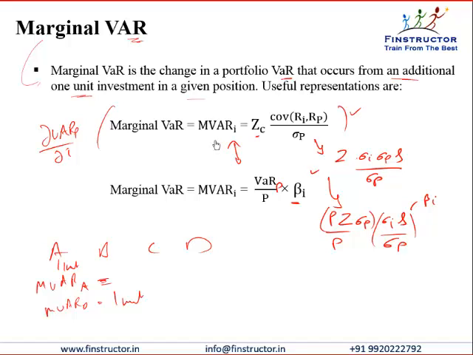So the marginal VaR, that is the increase in the VaR for a 1 unit increase in the investment in a particular asset, can be calculated as the z-score multiplied by the covariance of the asset with the portfolio upon the standard deviation of the portfolio. Or the marginal VaR can also be calculated as the VaR of the portfolio divided by the size of the portfolio multiplied by the beta, that is the beta of the asset with the portfolio.